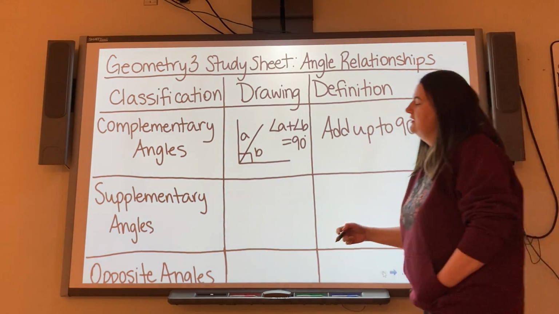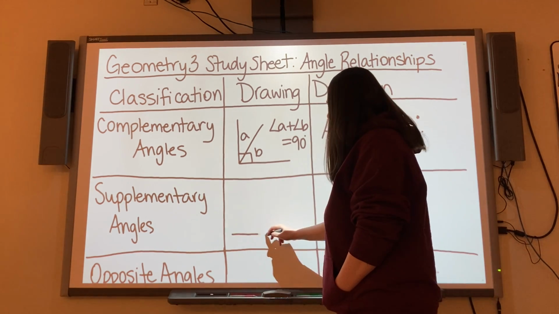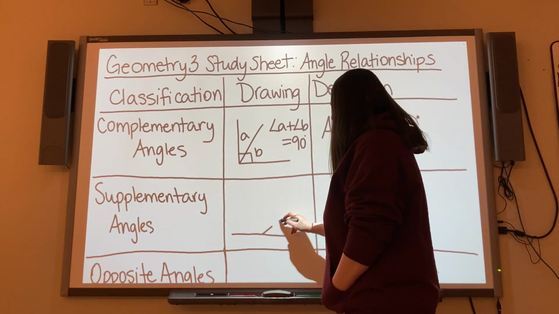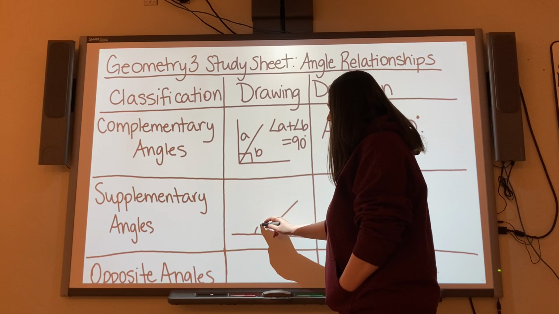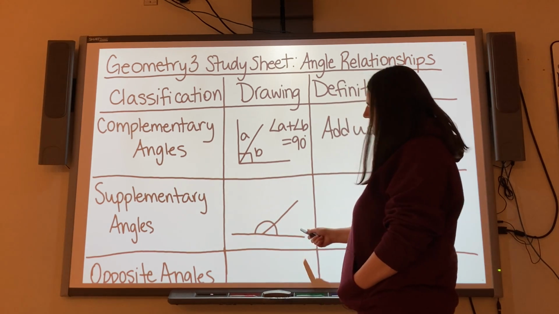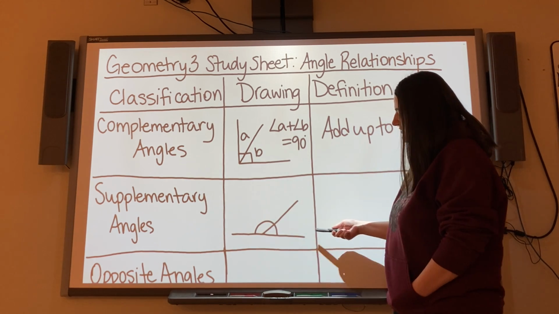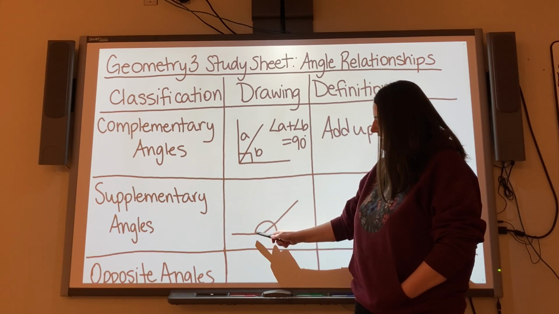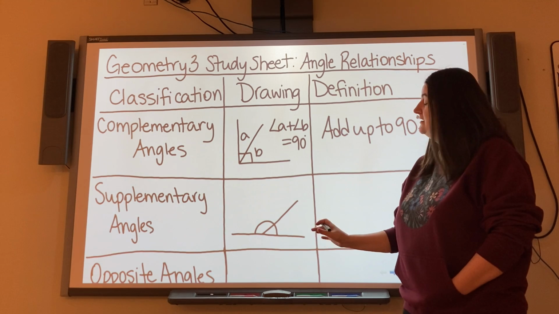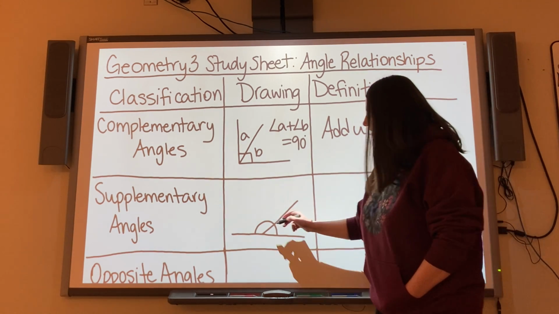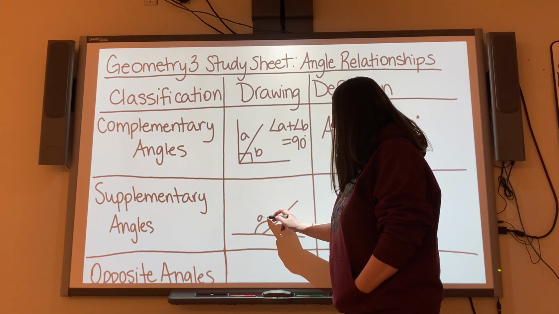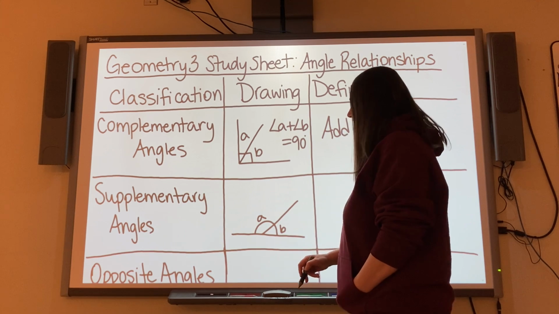Supplementary angles look like this. Now remember, supplementary angles are the ones that add up to 180. So you've got your straight line. Sometimes you'll see that little sunrise looking thing, sometimes you won't. Either way, this will be angle A over here and angle B over here.